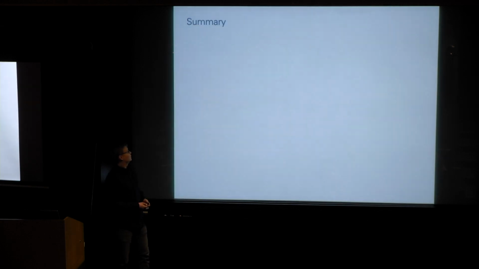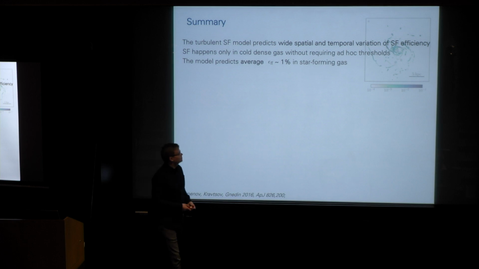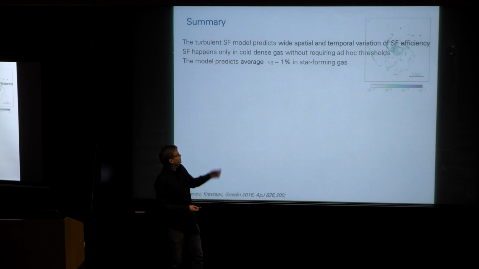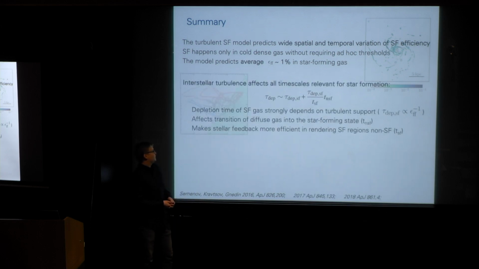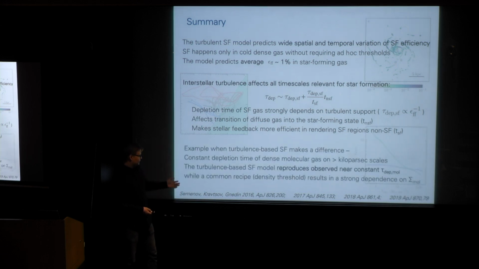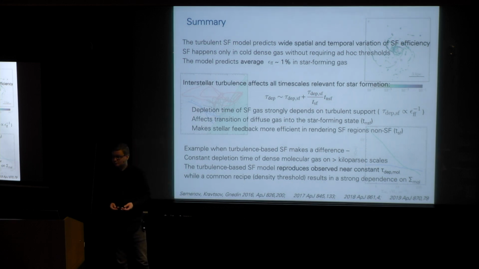So I'll switch to my summary. The turbulent-based star formation model predicts wide variation of star formation efficiency in space and time, and it doesn't require any assumptions about thresholds and efficiency of star formation. In addition to these local effects of turbulence, it also has important effects on larger scales because it affects the transitions between star-forming and non-star-forming states. And one example where it becomes important is this relation between molecular and dense gas and star formation rates. Thank you.